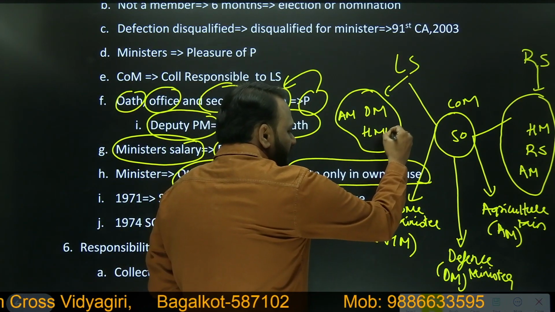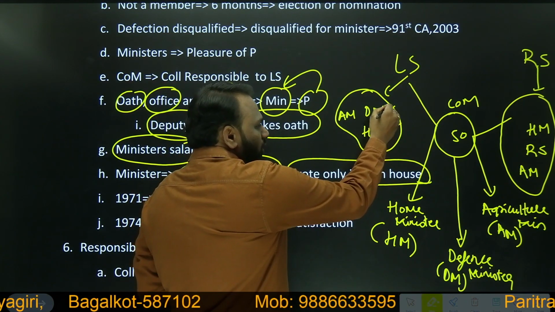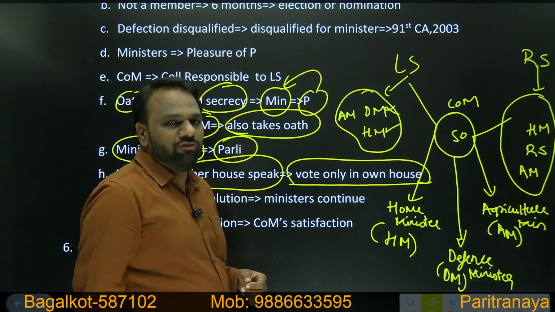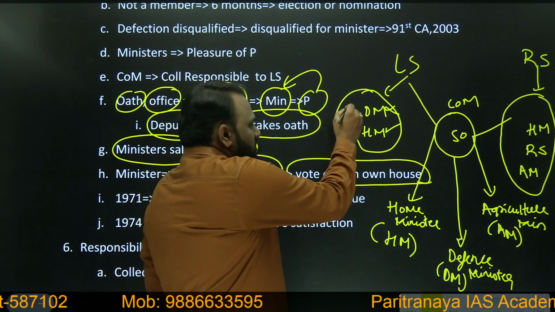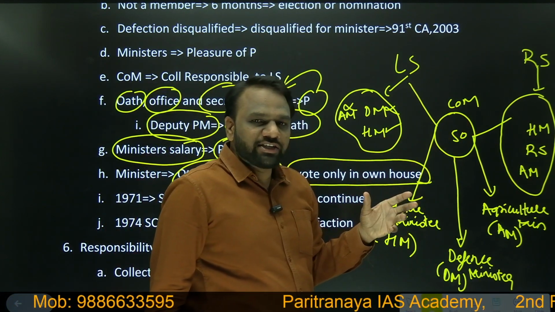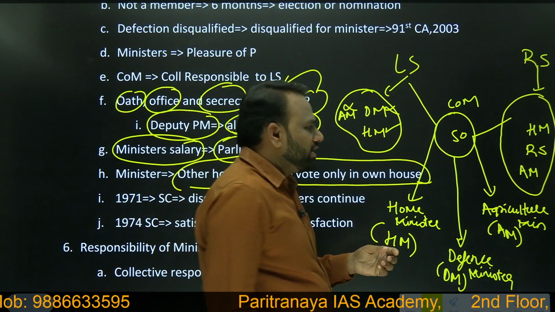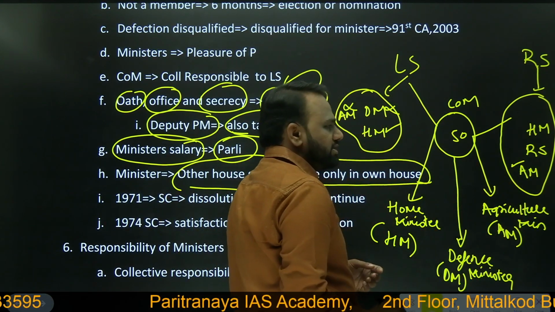Only Home Ministry can vote because he belongs to Lok Sabha. Defense Ministry cannot vote because he is not a member of Lok Sabha. Similarly, Agricultural Ministry cannot vote because he is not a member of Lok Sabha. When it comes to Rajya Sabha and any decision has to be taken and it requires voting, here Agriculture Ministry can vote because he belongs to Rajya Sabha.